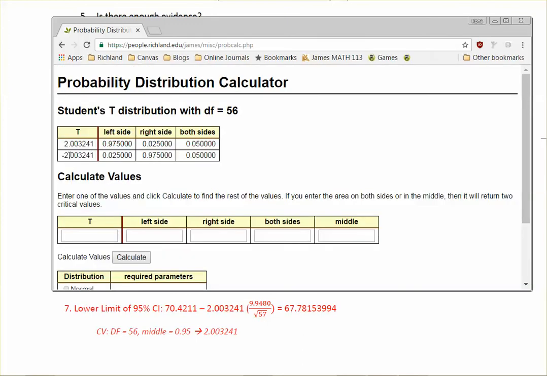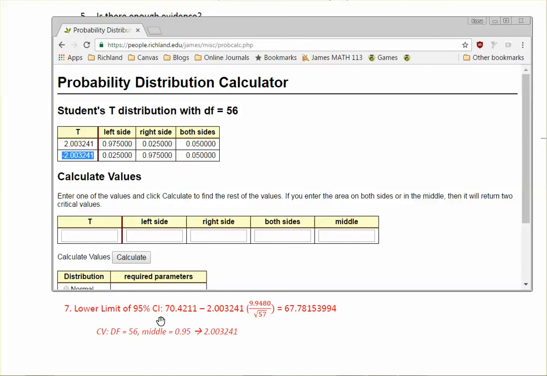How you know which t value to use is basically whether you're doing upper or lower. This one asked for the lower. That's why we used negative 2.003241. If it had asked for an upper, then we would have used the positive 2.003241. So the upper is the positive value, and lower is the negative value.